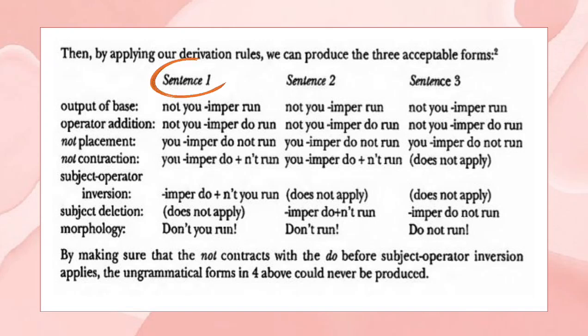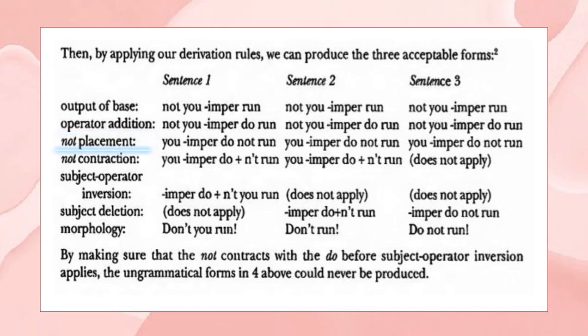So we have sentence 1, sentence 2, and sentence 3. First is the output of base. Sentence 1, not you imperative run. 2, not you imperative run. 3, not you imperative run. Now the operator addition. Not you imperative do run. 2, not you imperative do run. Sentence 3, not you imperative do run. So the do is our operator.